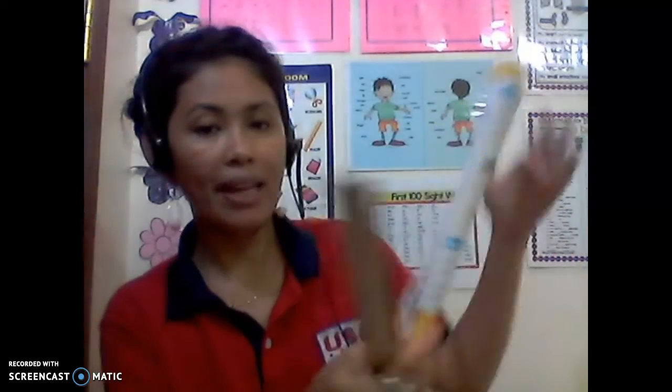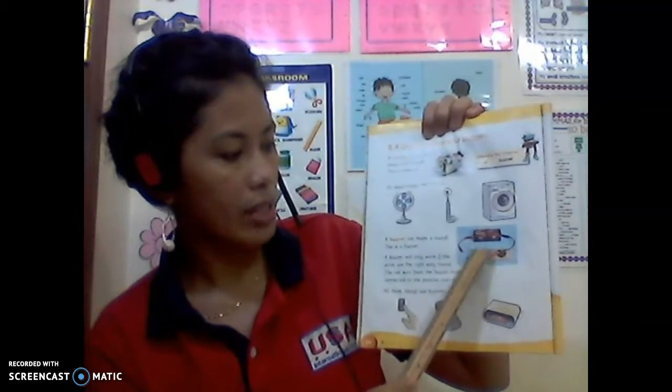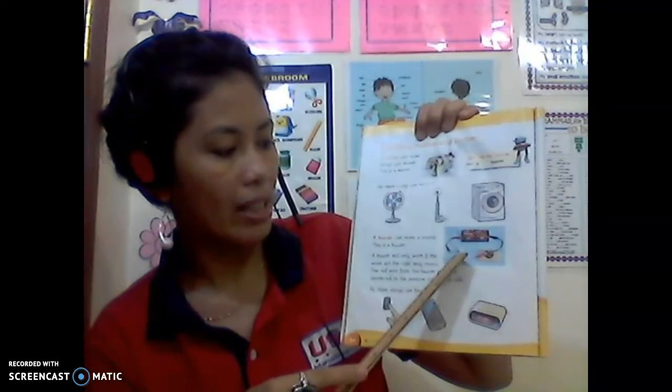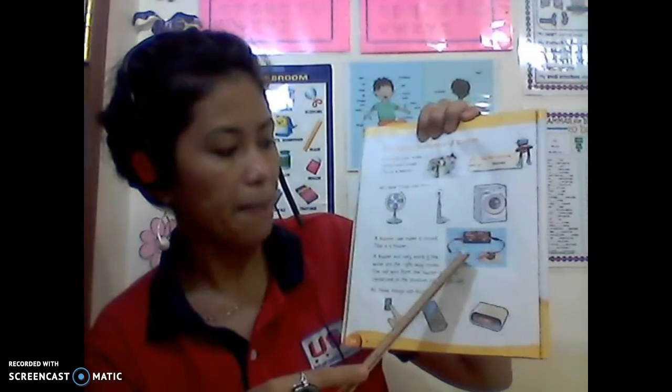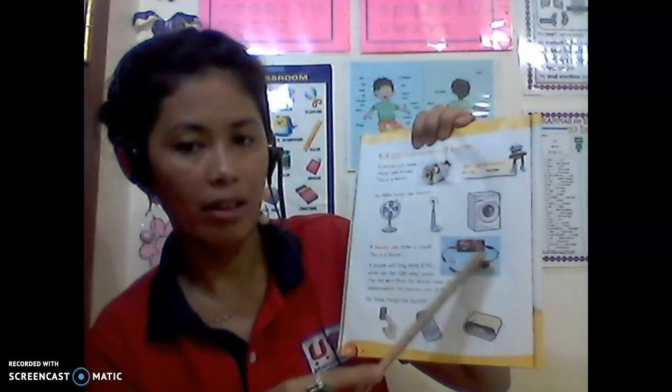Remember that with the buzzer, we make sure the red wire of the buzzer is connected to the positive side. If we connect the red wire of the buzzer to the negative side of the cell or the battery, it won't work.